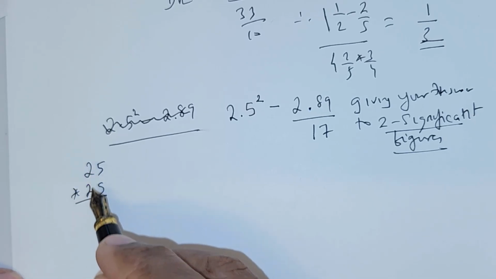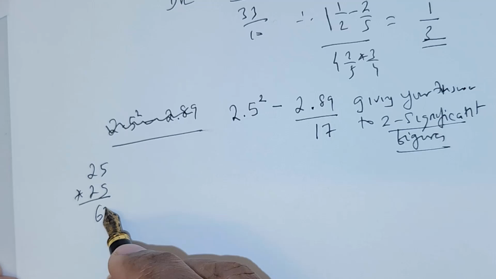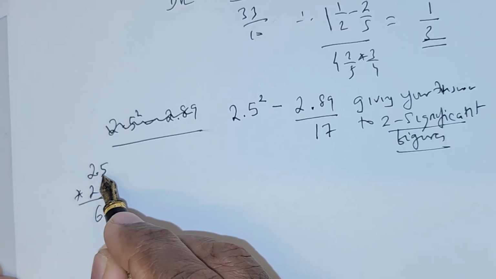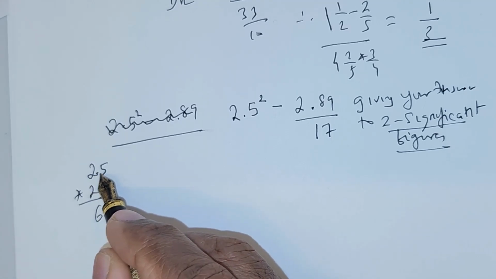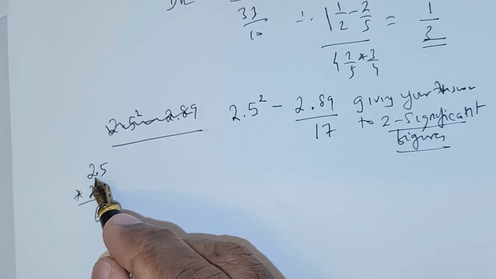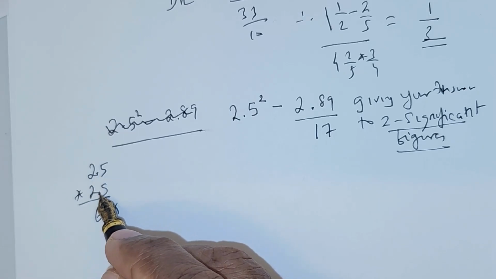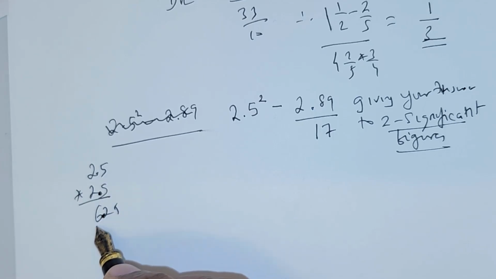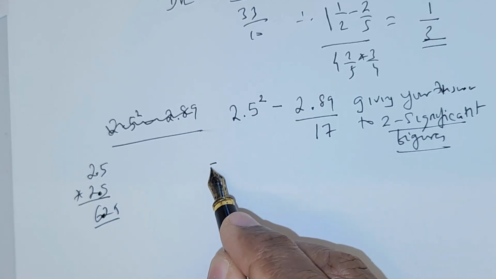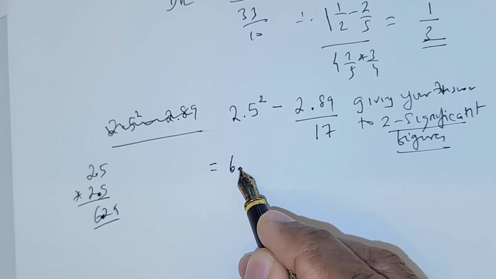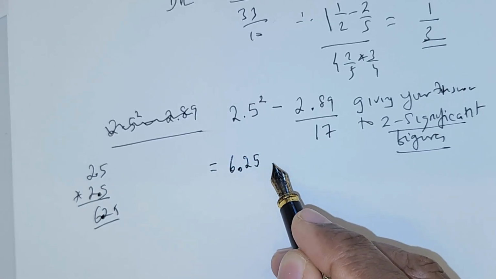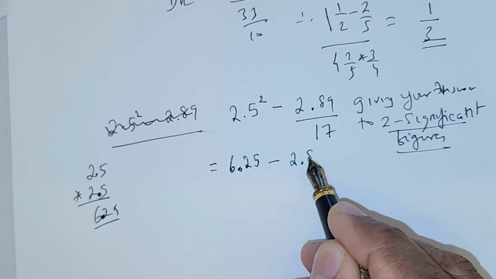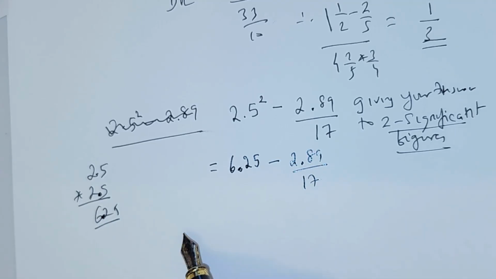Now this is standard. 25 multiplied with 25 is 625. After the decimal point in each number there is a digit, so 2 digits are there. So this is going to be 6.25. So I'm going to rewrite this as 6.25 negative 2.89 divided by 17.